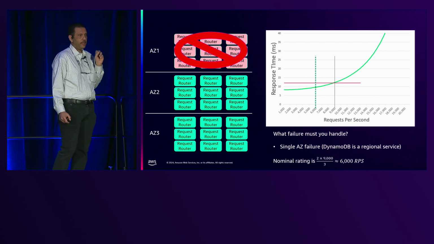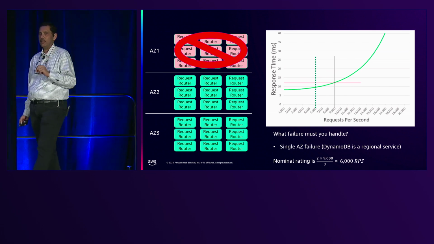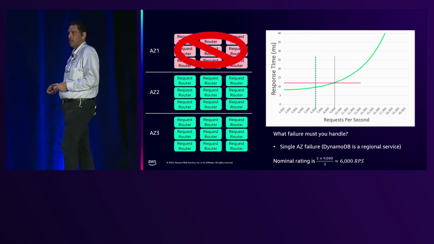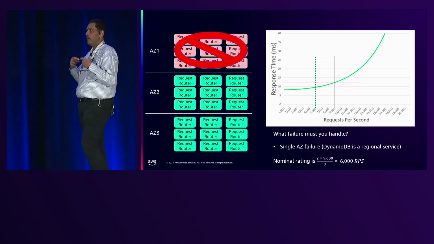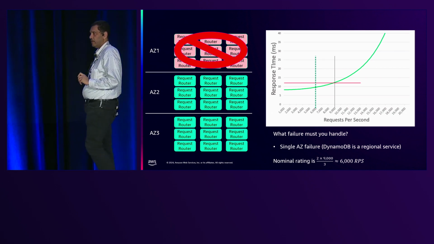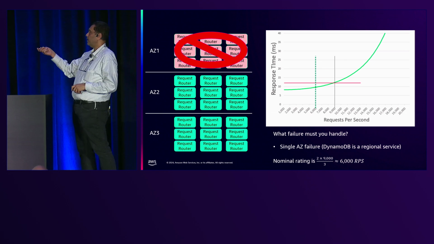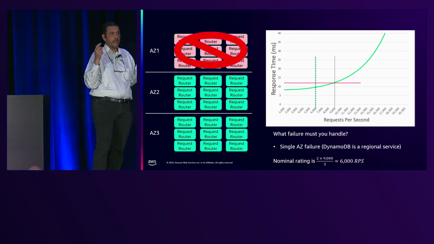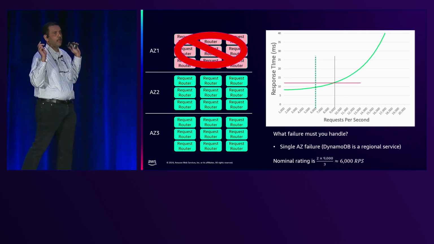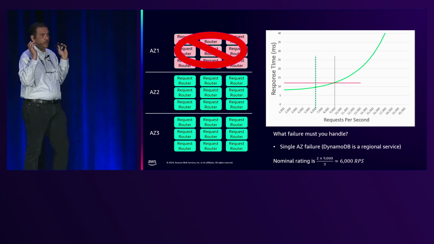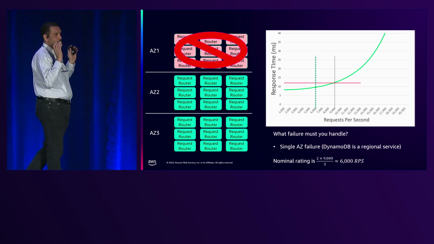The first thing you should think about then is, what can fail? DynamoDB is a regional service. We want to engineer for a single AZ failure. That entire AZ was out. We did software deployment, or there was a networking issue, one AZ is gone. DynamoDB should continue to run just fine.